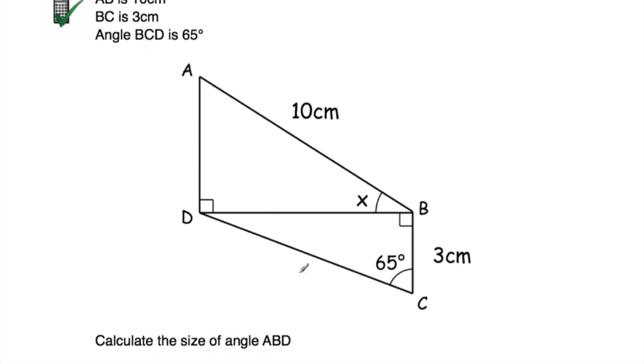So that means the side opposite it, CD, will be the hypotenuse. We've got our 65 degree angle, so that means the side opposite it will be the opposite. And then the side that's left, this BC, the 3 centimeters, will be our adjacent. So we've labelled our sides.